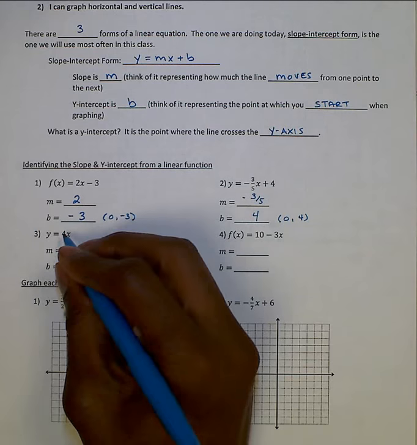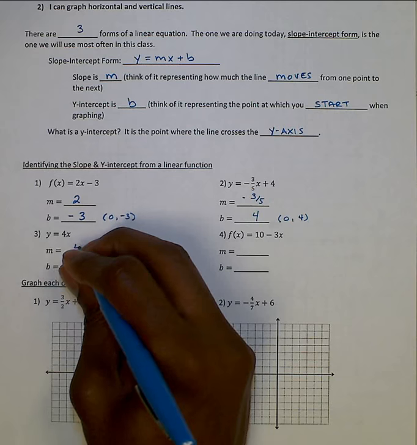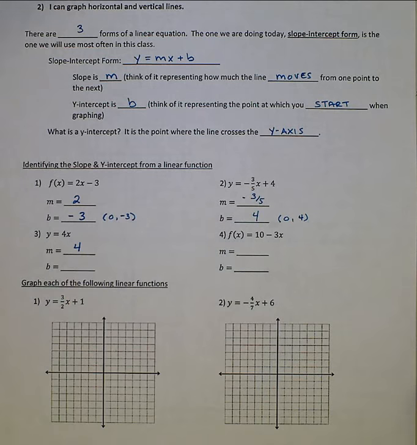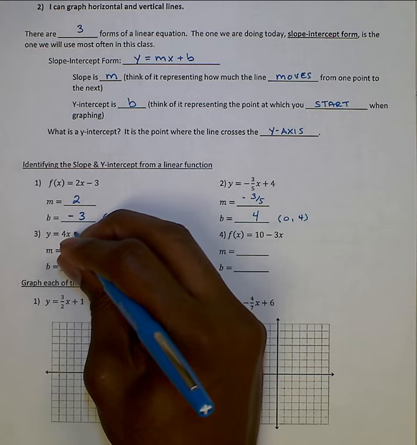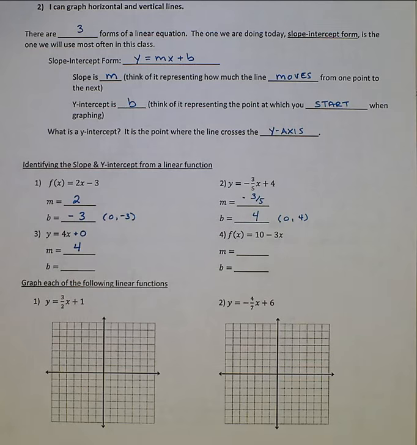Remember, our slope is always the number in front of x. What number is in front of x? 4. That has to be our slope. And the y-intercept is a number by itself. Well, we don't have a number by itself. So what does that mean that it is? Well, it has to be there because this is slope-intercept form. And really, the main thing about slope-intercept form is that y is by itself, or f of x is by itself. If y is by itself, it's in slope-intercept form. Okay, and that means there has to be a b here.